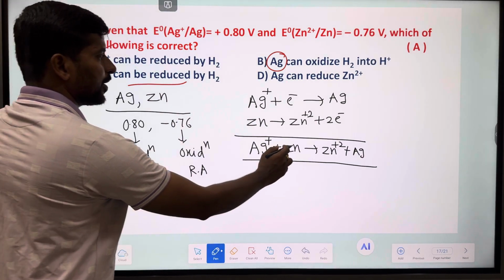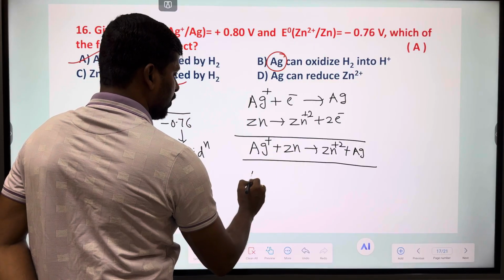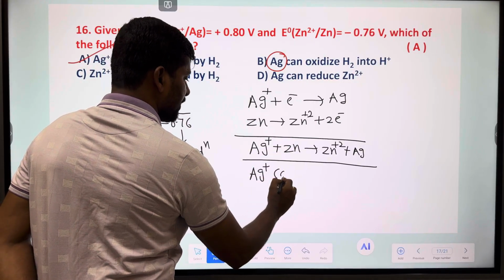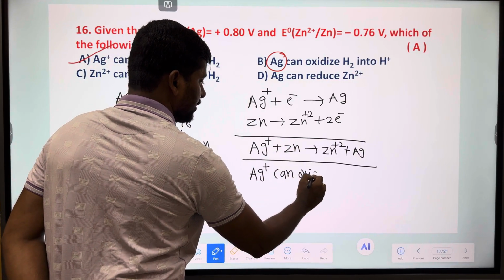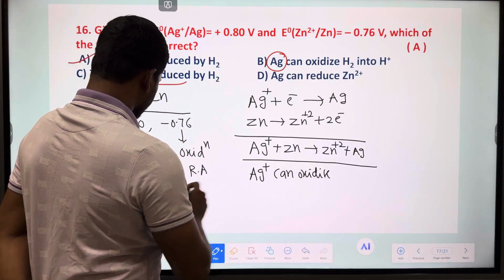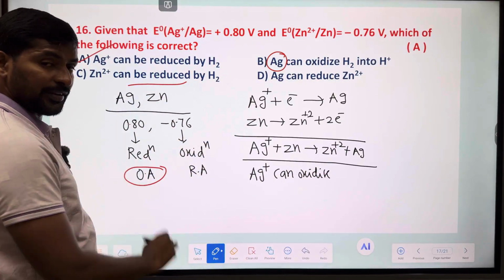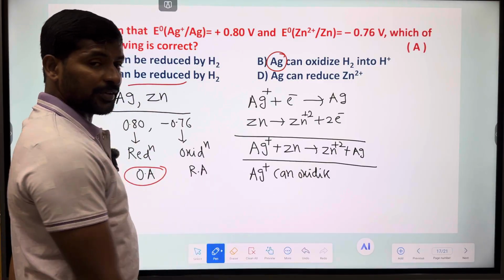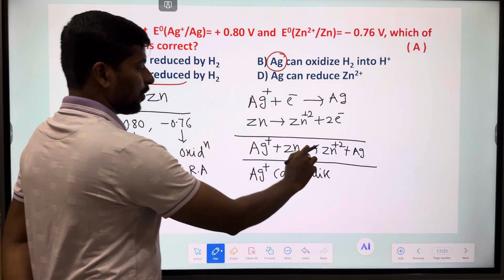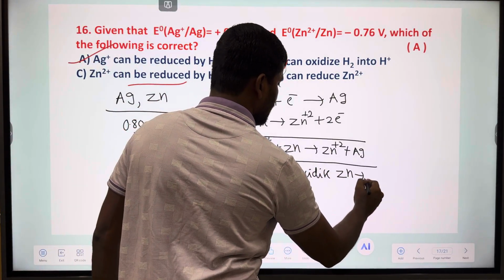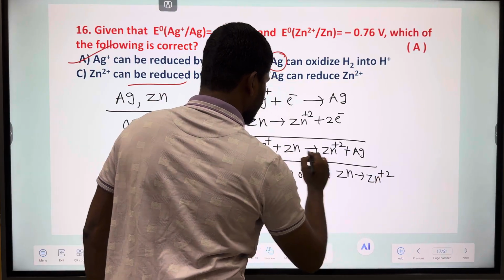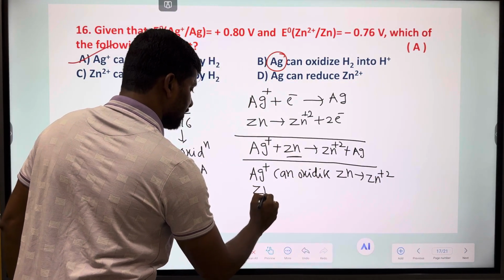So here what happens? Ag plus can oxidize. Oxidizing agent, silver is an oxidizing agent, so it itself participates in the reduction. Ag plus can oxidize zinc to Zn plus 2. And next, what about silver and zinc?